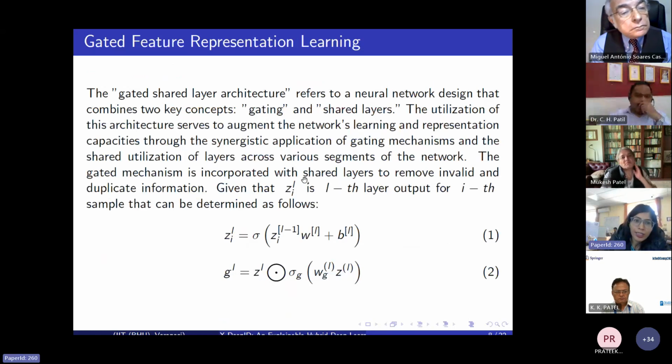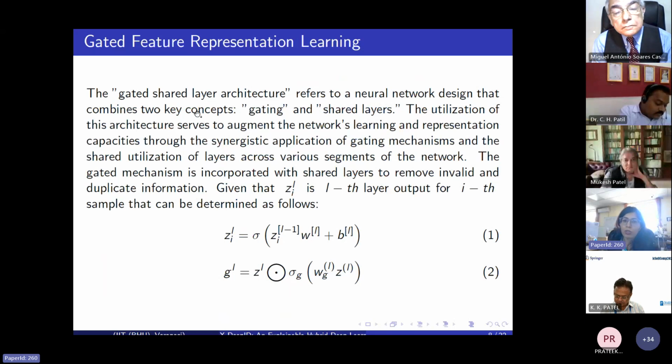So our first model is gated feature representation learning. This is the gated shared layer architecture. We have used a gated unit to remove duplicate and incomplete information from the data. The gated shared layer architecture refers to a neural network designed to combine two key concepts, that is, gating and shared layers. The utilization of this architecture is to improve the network's learning and representation capacity through the application of a gating mechanism and the shared utilization of layers across various segments of the network. So the gating mechanism is incorporated with the shared layer to remove invalid and duplicate information.